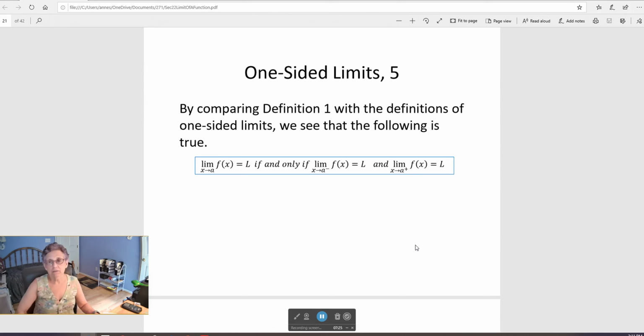Now, comparing definition 1, the definition of a limit, with the definitions of one-sided limits, you can see that the limit is equal to a certain number if and only if the left-hand limit and the right-hand limit are both equal to that same number. So if the left-hand limit is different from the right-hand limit, then the limit doesn't exist. It only exists if the left and the right-hand limits are the same. We'll do some examples of this in the next video.